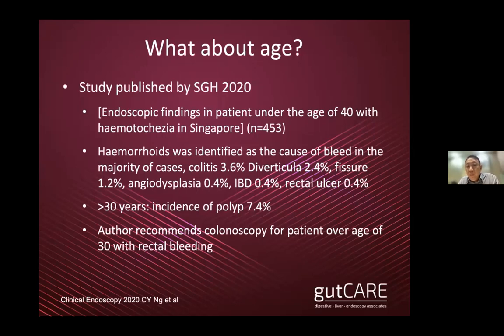In other words, the vast majority are still hemorrhoids, but as hematochezia is the only presentation, you do get a substantial number of other things. So if you add all the numbers, probably more than 10% is something else. So based on this, the authors recommend colonoscopy for Asian patients above the age of 30 for rectal bleeding as the only symptom. This is an SGH paper.